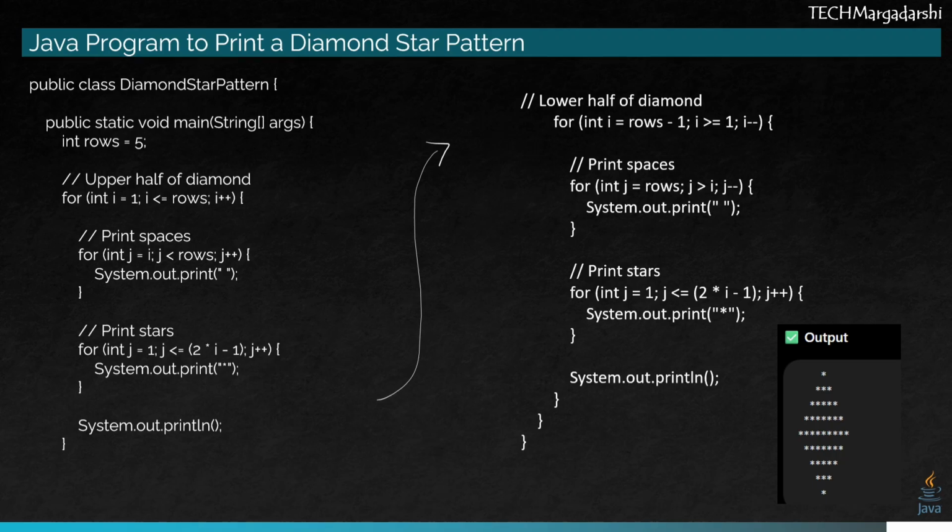The stars decrease from 7 back to 1 and the spaces increase. By combining these two patterns, we get a complete diamond shape. This program is a great example of nested loops, mathematical logic, and pattern building in Java.